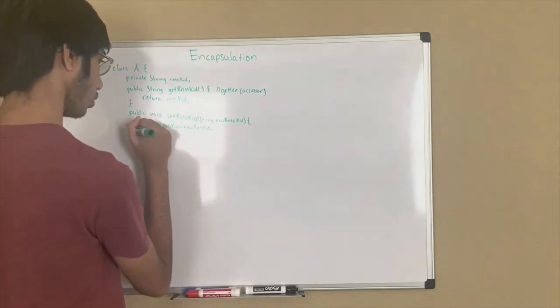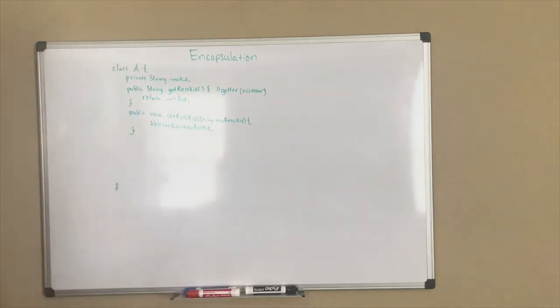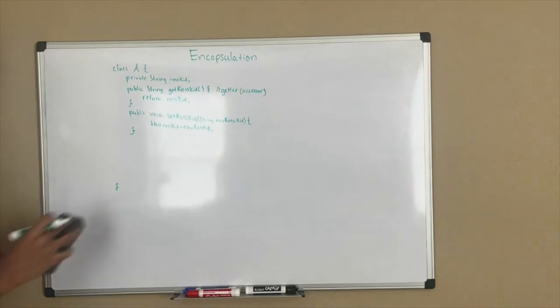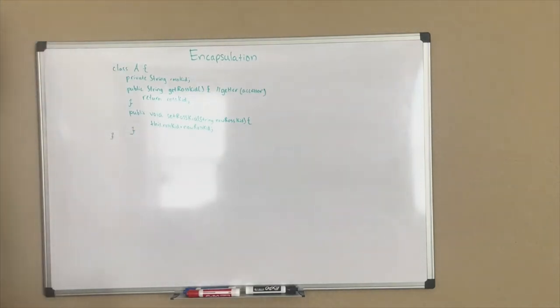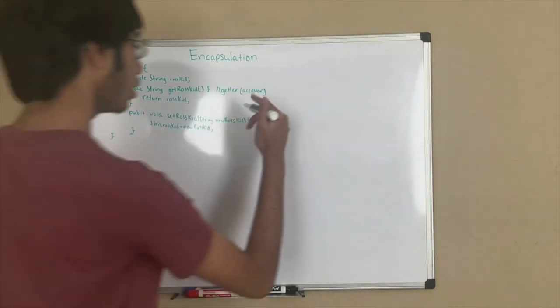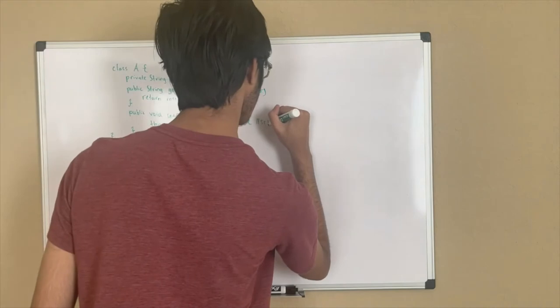Voids of this return. There we go. We're done with our getters and setters, right? And that's really just the demonstration of encapsulation. That is our getter, and this is our setter.